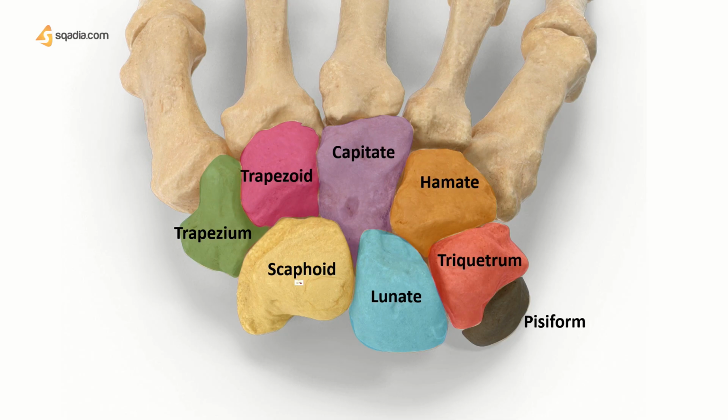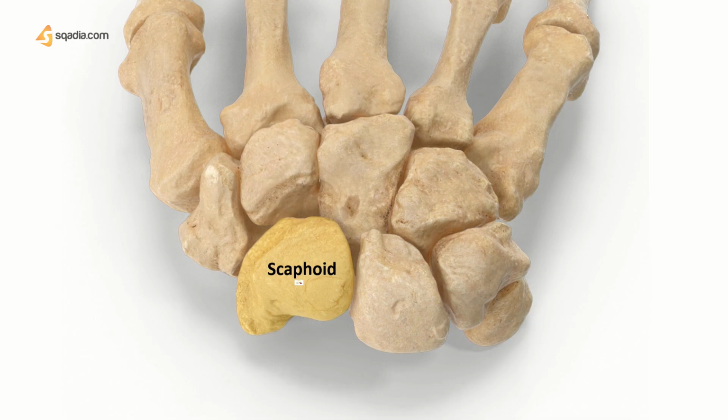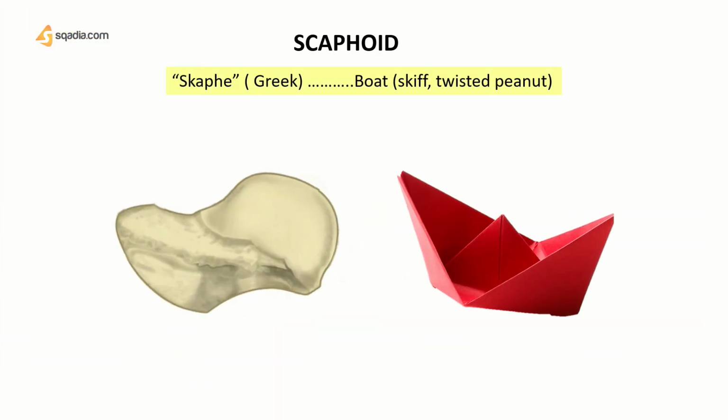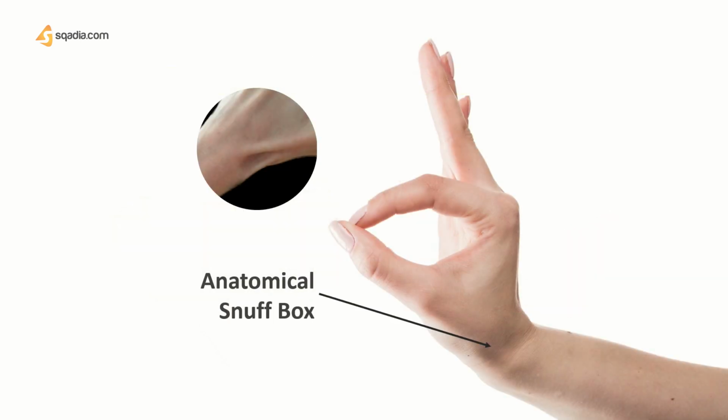So firstly, let's look at the proximal row of the bones. Now we will initially talk about the scaphoid bone in detail. It is a long boat-shaped bone that is derived from the Greek word scaphe, meaning boat. And it is like a skiff, or you can say a twisted peanut, that lies beneath the anatomical snuffbox. It is one of the largest bones in the proximal row of the carpal bones.